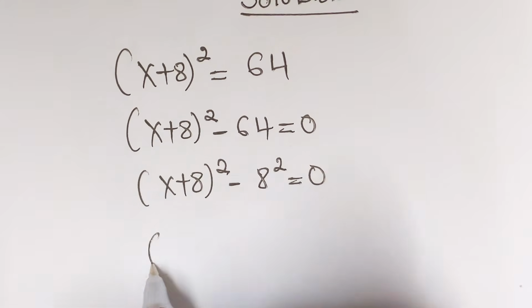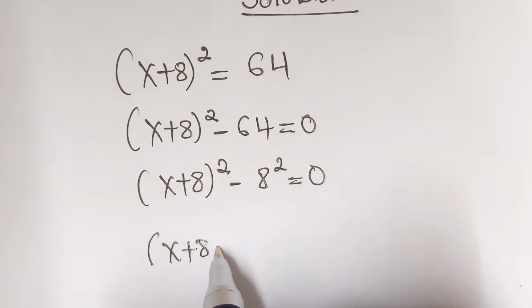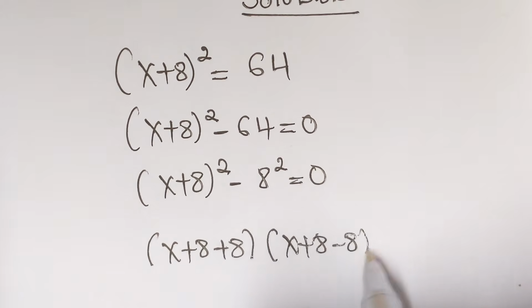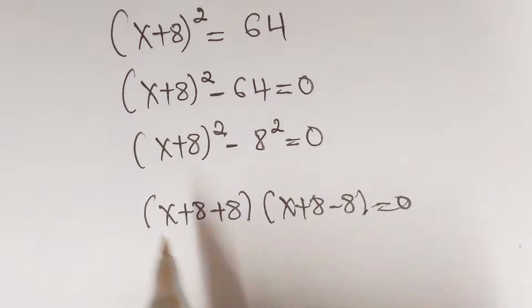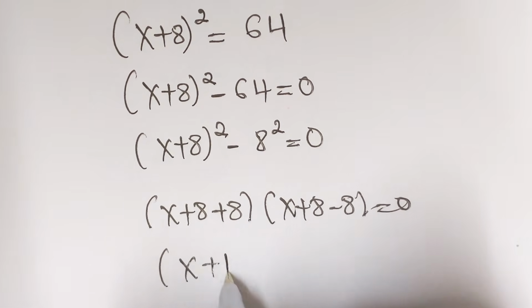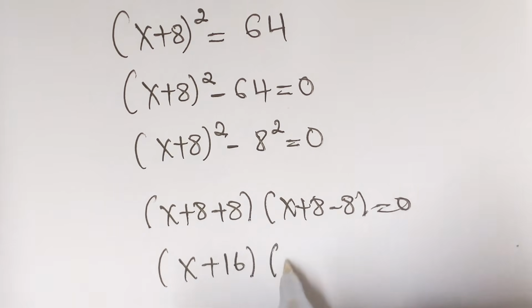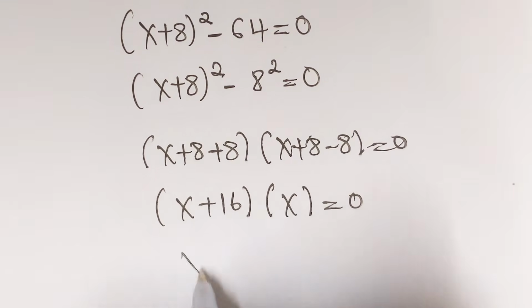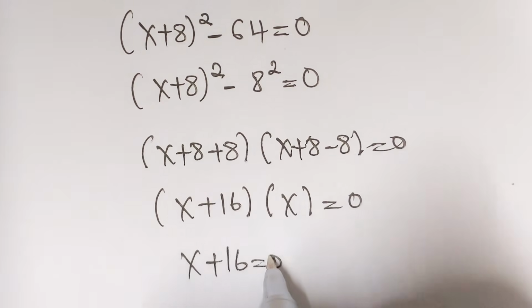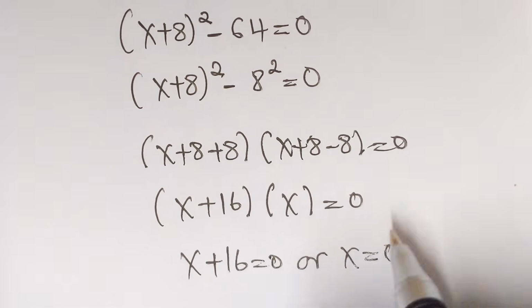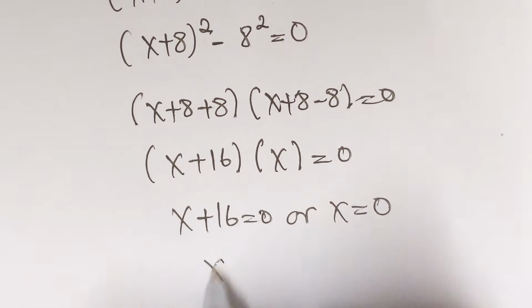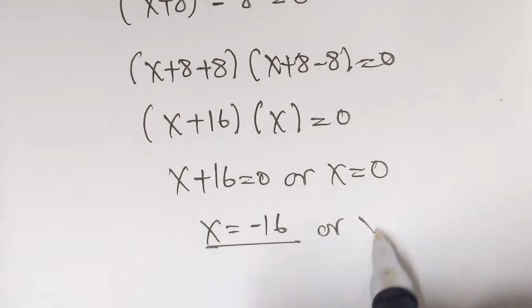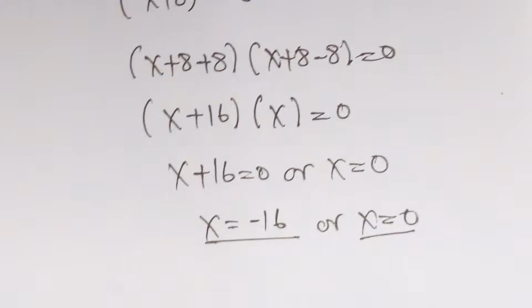We shall say (x + 8 + 8) times (x + 8 − 8) is equal to 0. Then (x + 16) times x will be 0 at this stage. x + 16 will be 0, or x will be 0. Then x will be −16, or x will be 0.